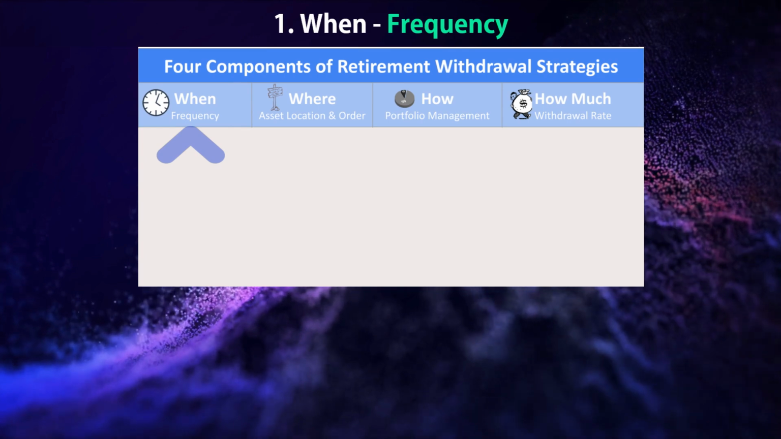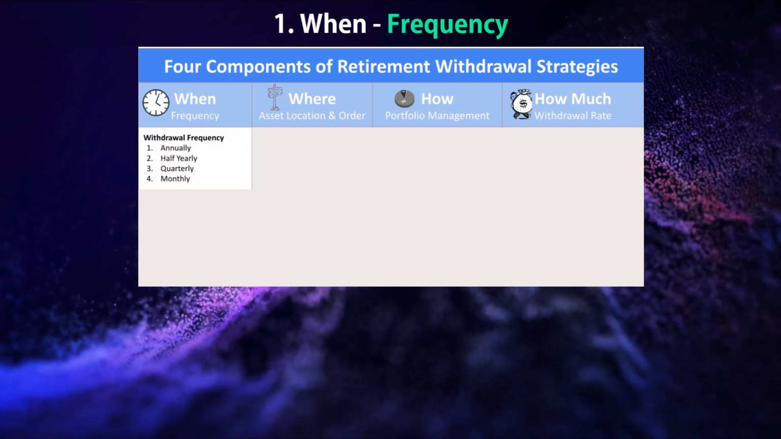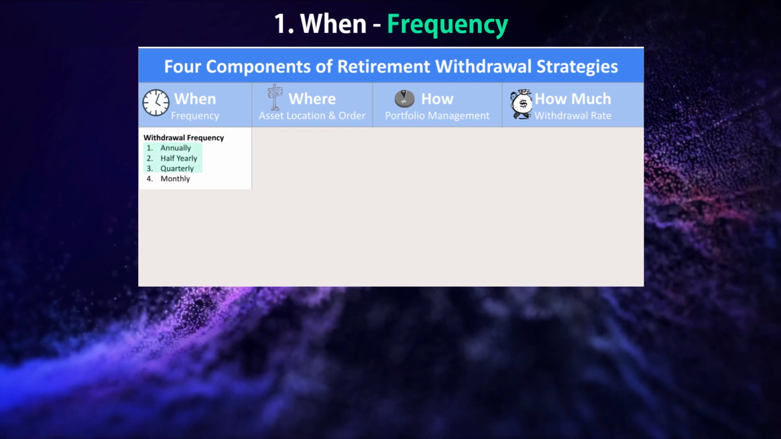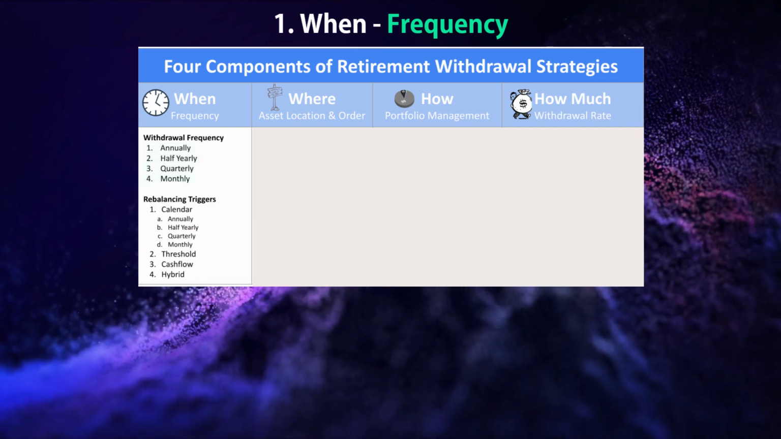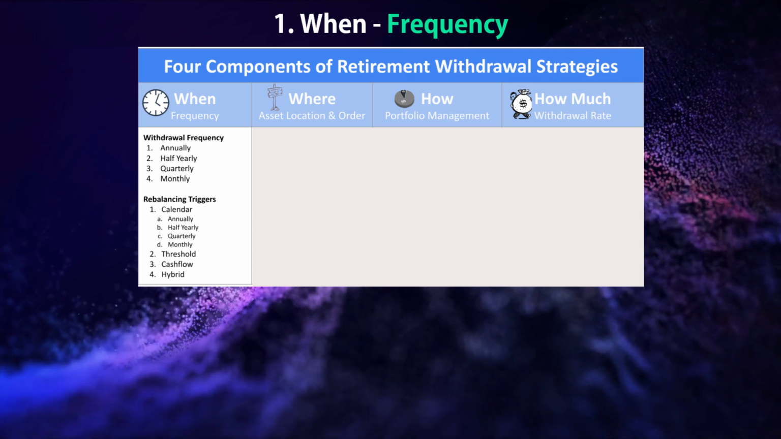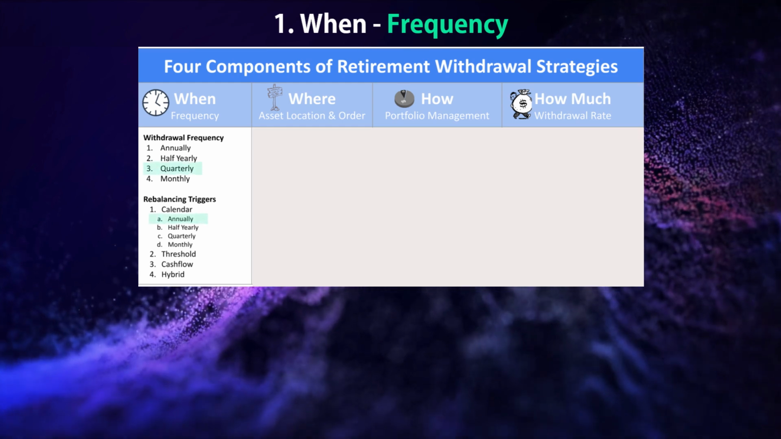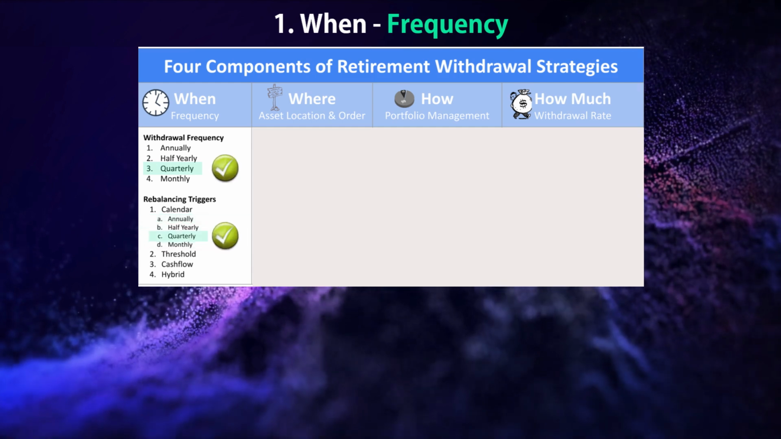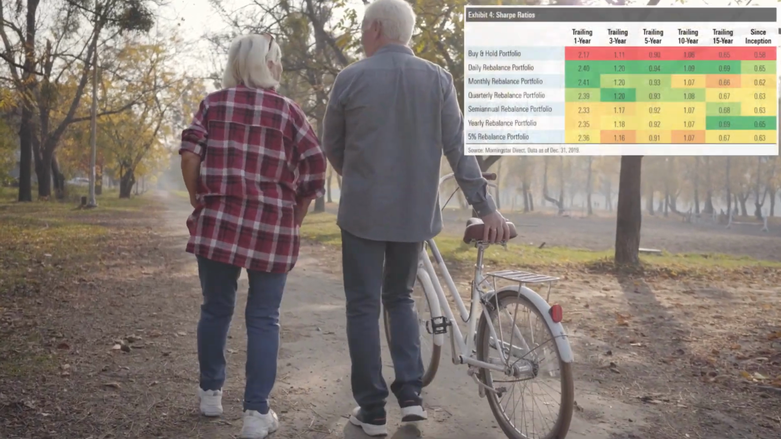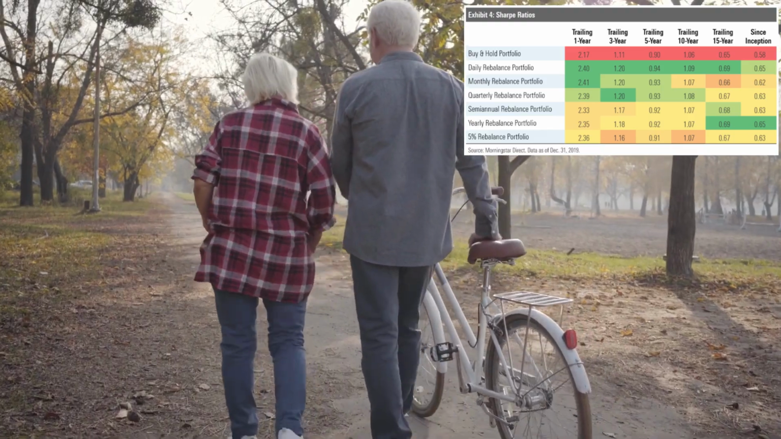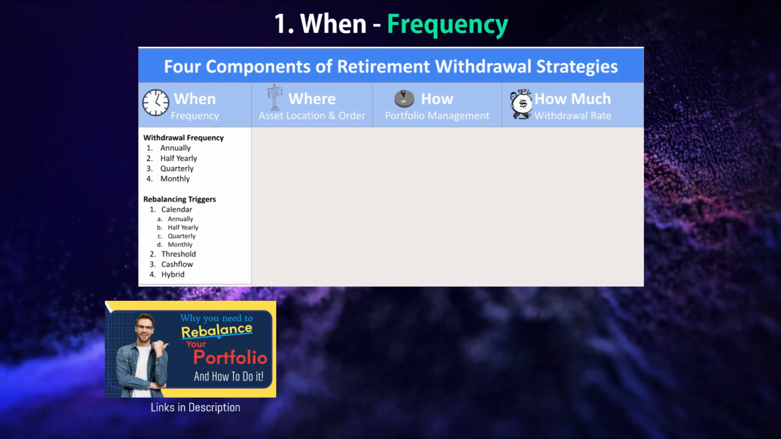First up, when, which concerns how often you'll withdraw funds and rebalance your portfolio. This is pretty straightforward. You can choose to make withdrawals annually, half-yearly, quarterly, or monthly. Keep in mind, you don't have to rebalance your portfolio at the same frequency as your withdrawals. For example, you might withdraw money quarterly but only rebalance your portfolio once a year. Some people like to do both at the same time to keep things simple. This can help make sure you don't forget to rebalance, which is important in retirement, to keep your portfolio aligned with your risk tolerance.